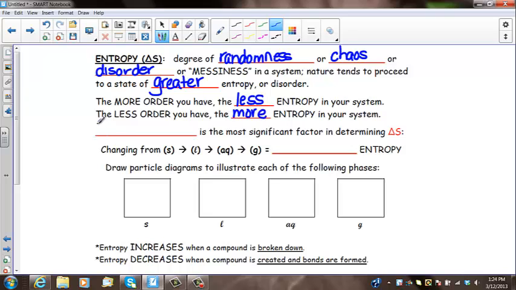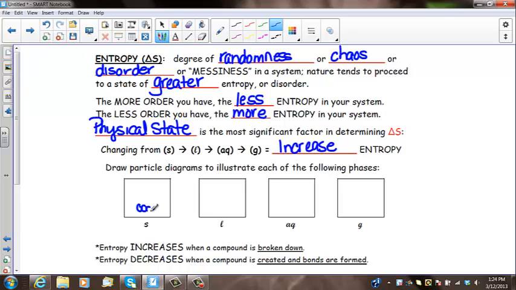The physical state is the most significant factor in determining delta S, or entropy. So as we go from a solid to a liquid to aqueous to gas, this equals an increase in entropy. So let's use particle diagrams to illustrate entropy in all four phases.